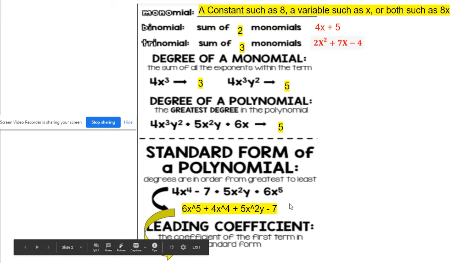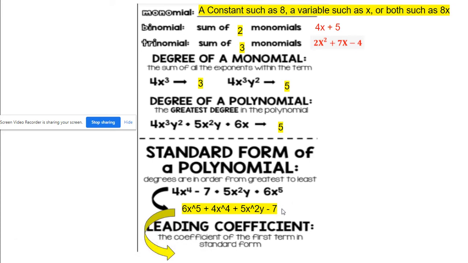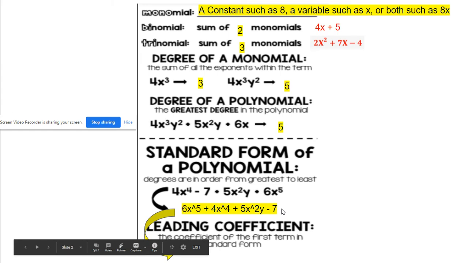The leading coefficient, and again, your coefficient is your number in front of your variable. So your leading is where you start. Your first term in standard form is 6x to the 5th. The coefficient is the 6, or the number in front of x.